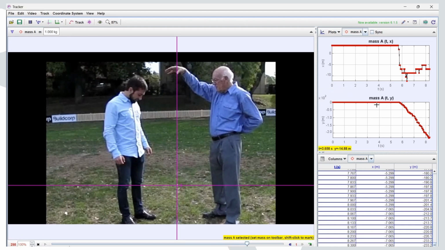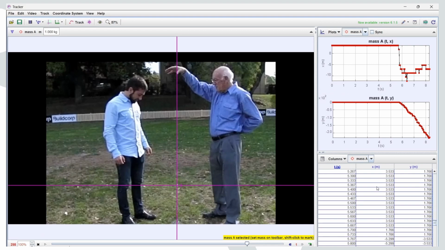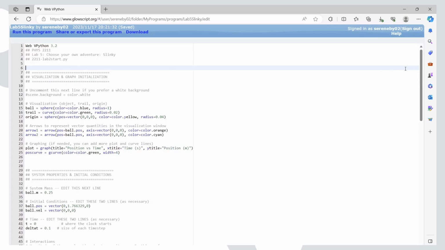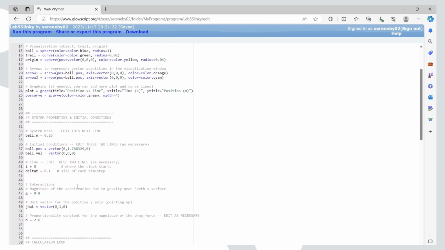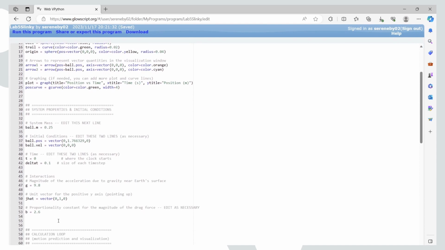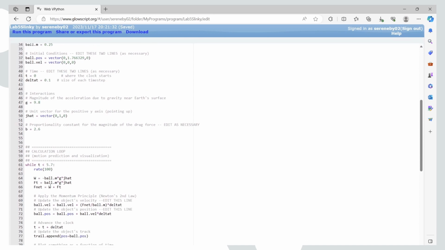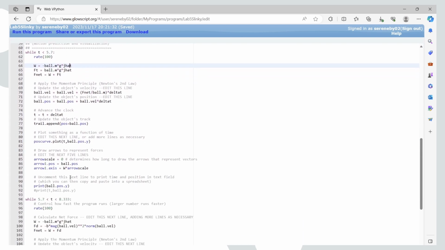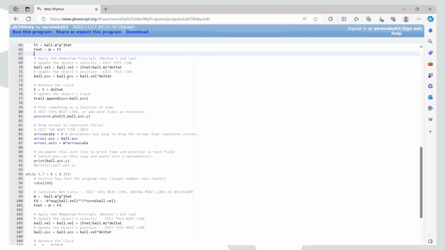And here is the position versus time graph, and here are my data values. Here is my code. I've altered the proportionality constant, and I've changed the time to be when the Y position finally changes. And I've applied the momentum principle, velocity and position update formulas, calculating the gravity, the tension force, and the net force.